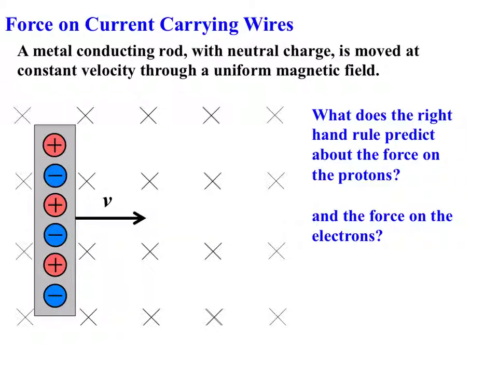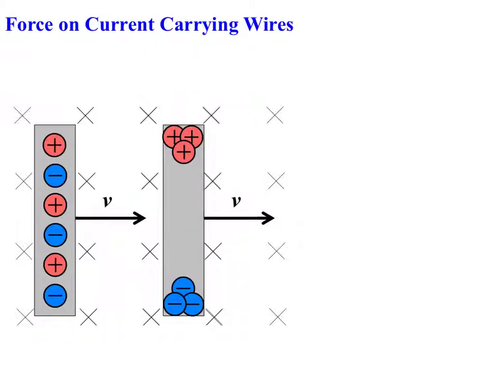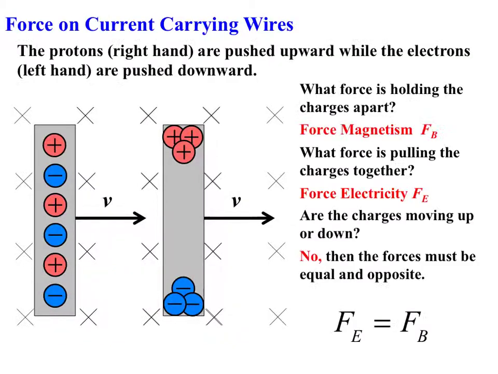If you use the right-hand rule that we talked about in the previous video, then there is an upward force on the protons due to the magnetic field. And then there's a downward force on the electrons due to the magnetic field. So these forces are actually going to separate the protons and electrons.